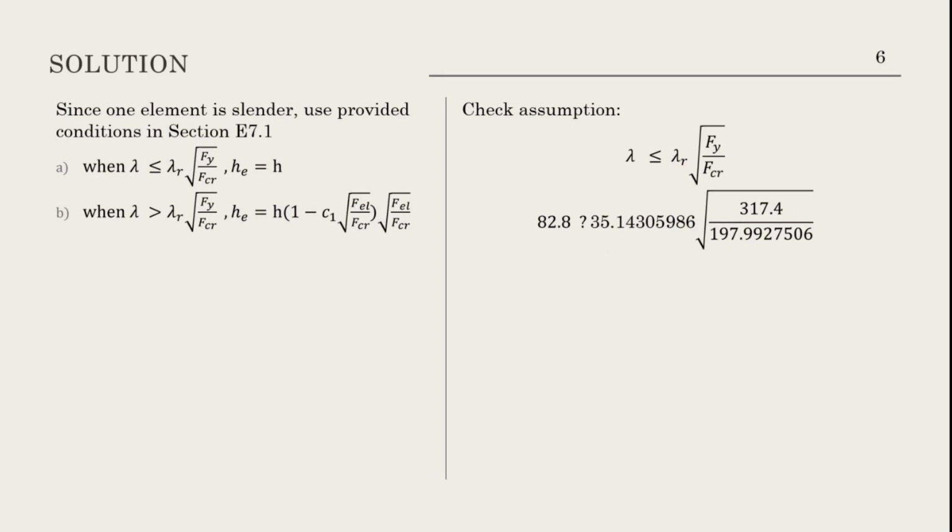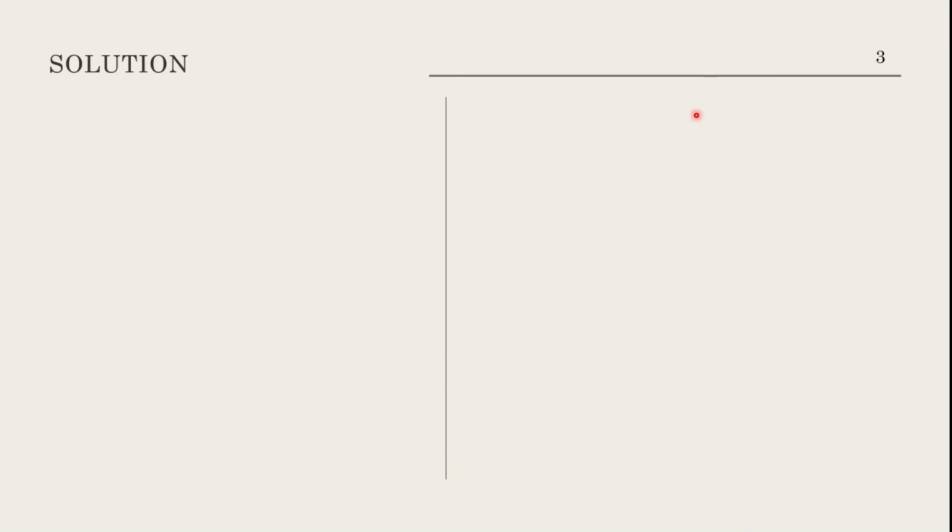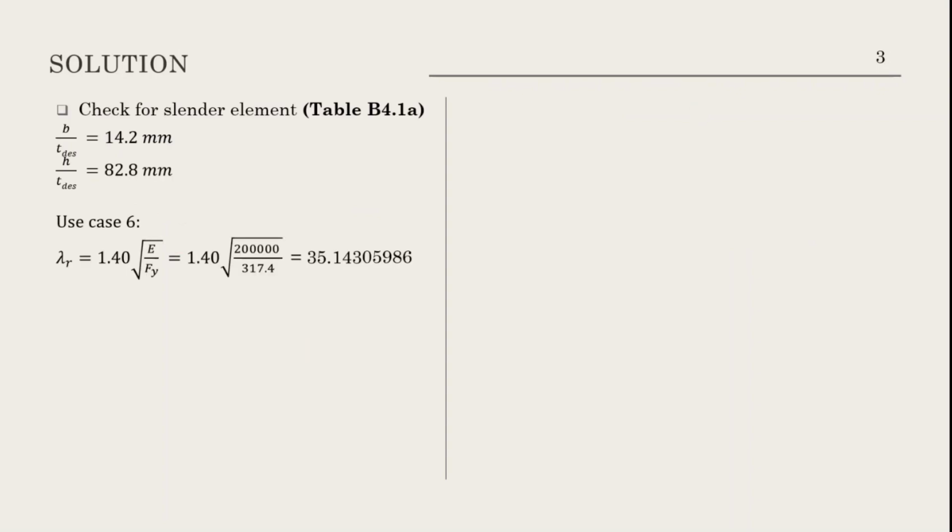So for you to recall, let us go back. When we say lambda, that is the given. Look at this one. This is the width to thickness ratio from the database or given in the problem. And then this is the computed limiting width to thickness ratio, that is the lambda sub r. Okay? So 82 is the lambda, 35 is lambda sub r.